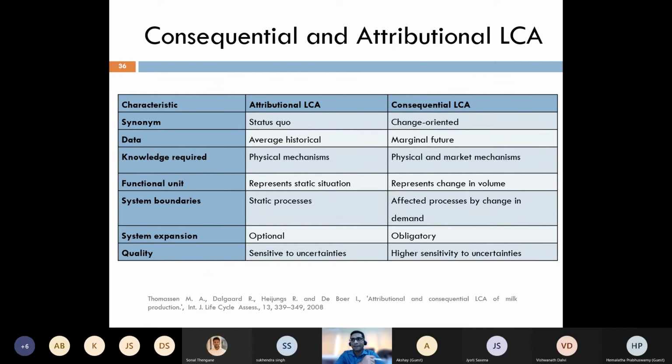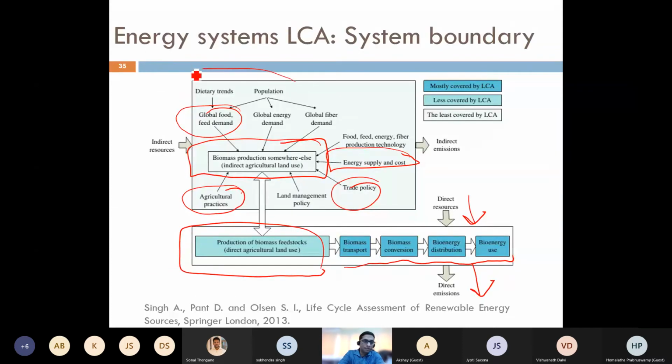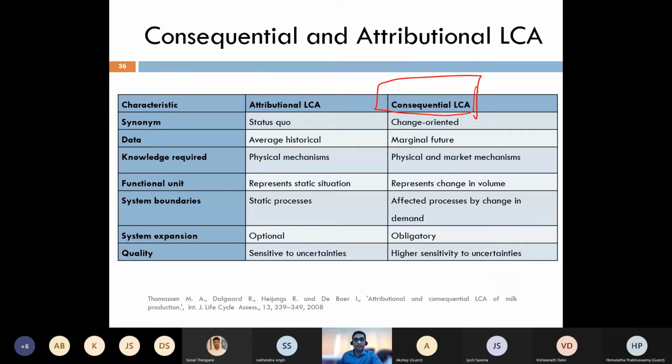If it's not working in the most efficient manner, the crude that is getting refined has increased emissions associated with it. So indirectly, if I'm going for a greener fuel, I might cause emissions in a fossil fuel refinery. And this is something which is a consequence. That's why I call it a consequential LCA. And this whole thing which I'm talking about here is a part of consequential LCA.